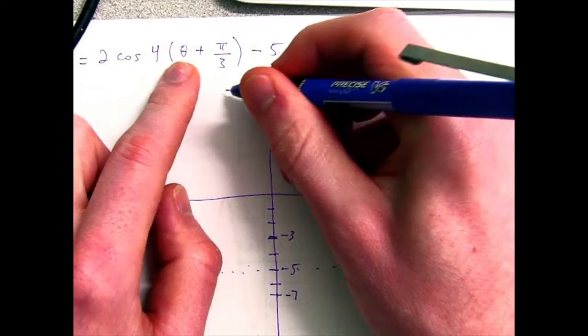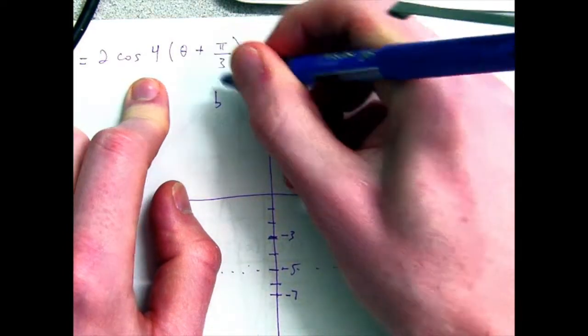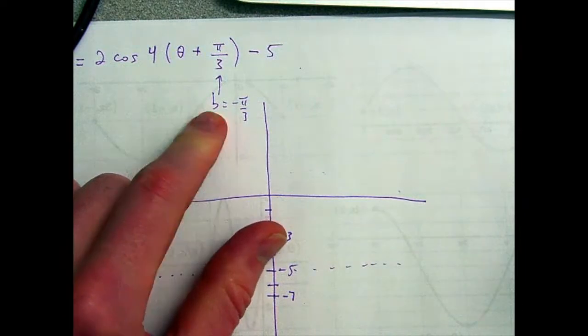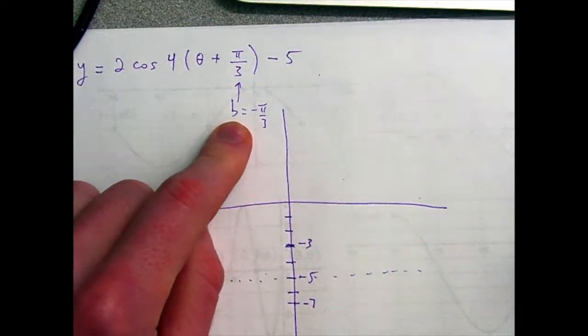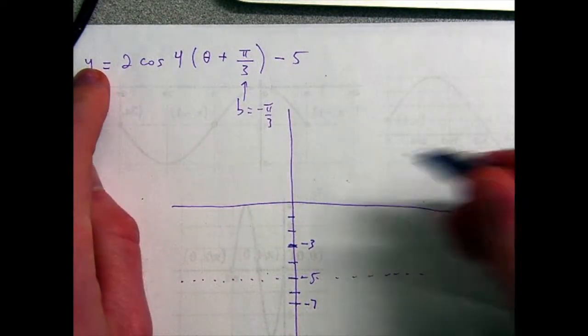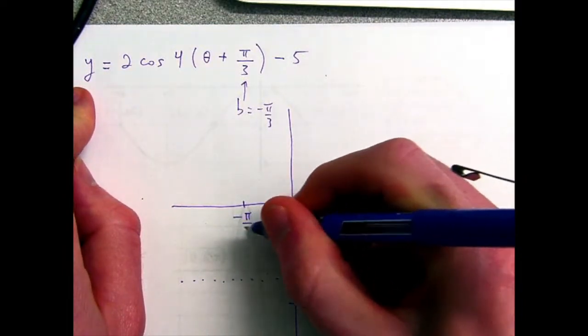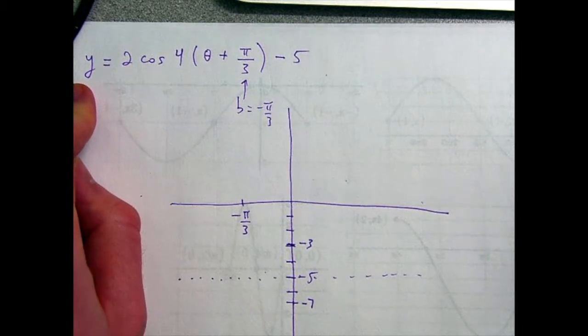All right. Then I need to find the beginning of my cycle. So that's, of course, given by b. Notice because of the plus, b is actually -pi/3. Remember, b is sort of the opposite of what it looks like. That means my cycle begins at -pi/3. So let's just pretend that that's somewhere over here. I don't really know exactly where it is, but I don't care about the scaling too much.